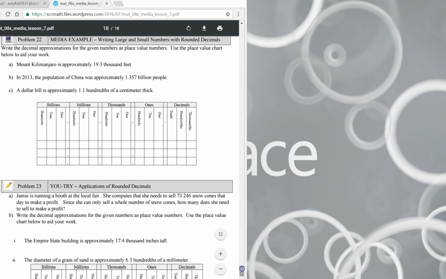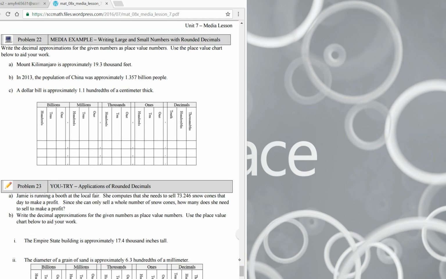Okay, and then just a few more examples where they have to round. Oh, I'm sorry, we had one more type of problem. Okay, and they'll do this a lot, possibly in algebra. I know we have this a lot in our intermediate algebra, where we use units of measure that are not ones. So Mount Kilimanjaro is approximately 19.3 thousand feet. Okay, China approximately 1.357 billion.